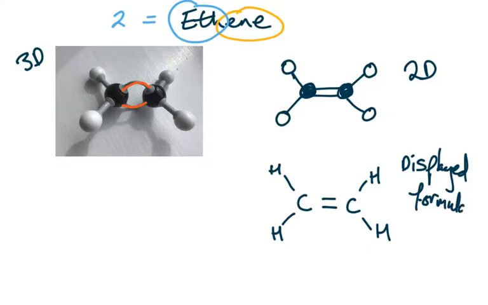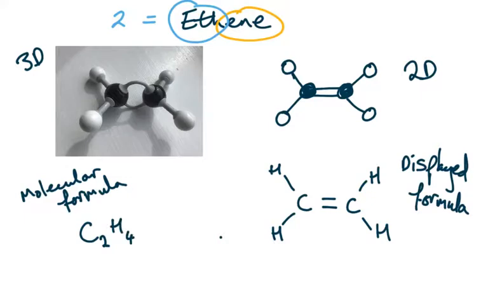You also need to be able to recognise the image of the molecule, so the molecular image. I'm just going to remove the red from that image so that you can see that clearly. And you also need to know your molecular formula. So our molecular formula, again, we just count up the number of carbons and the number of hydrogens. So here I've got 2 carbons and I've got 4 hydrogens.